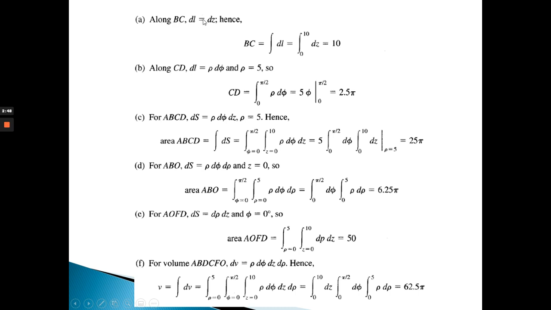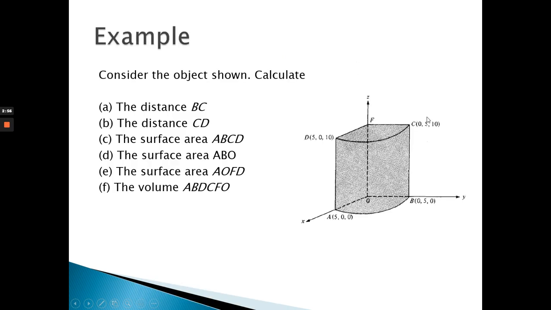So for BC, dl is equal to dz, right? Hence we got BC is equal to the integration of dl, which is dz from 0 to 10, meaning 10. So we get the distance of these two is 10. Now we go for the distance of CD. What is the variable here? There is no Z element here. There is no rho element here because rho is constant throughout this one. So the phi is moving.